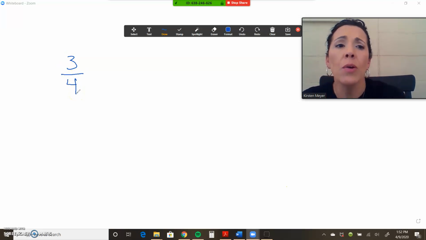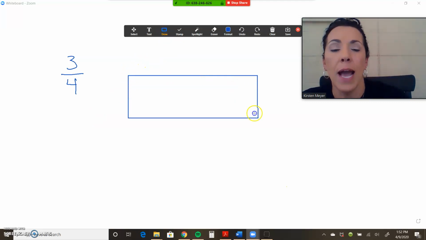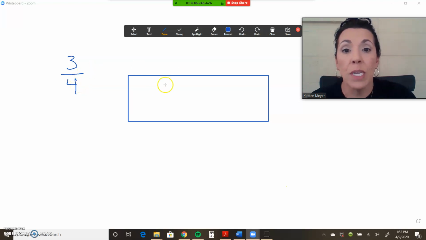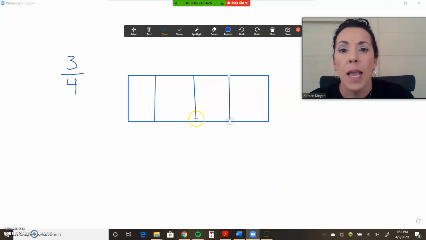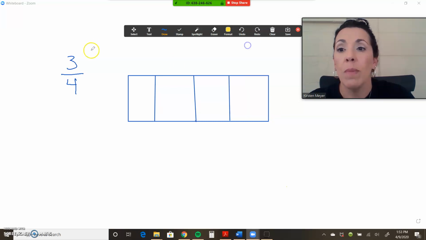All right. So I already know a few things about the fraction 3/4. The first thing I know is that I can make a model very easily that looks like 3/4. I know the denominator is 4, so that tells me I need to have 4 parts in my fraction. I'm going to go ahead and make mine into 4 parts. And it also tells me that of these 4 parts, I am going to need to shade in 3 of them because my numerator is 3.